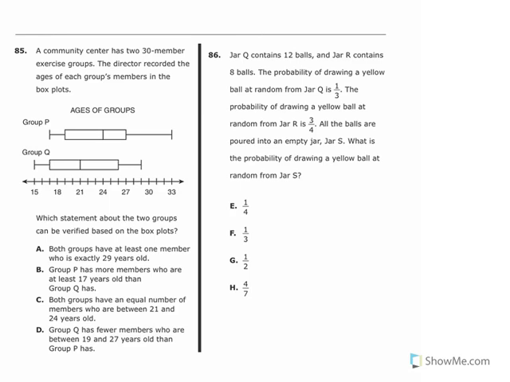All right, so we have these two 30-member exercise groups. Okay, that's important. Both groups have at least one member who is exactly 29 years old. Well, this one does, right? The oldest person in group Q is 29. I don't know anything about this. I cannot say that that's true. Group P has more members who are at least 17. Well, let's see. Group P, right, has all of their members at least 17 because their youngest is 17, younger than Q. Okay, that seems like it should make sense, right?